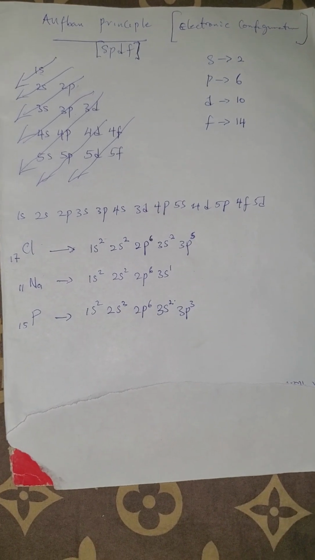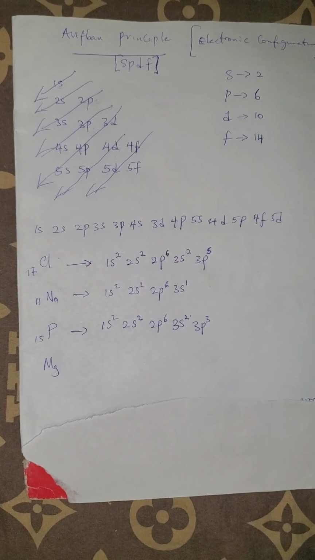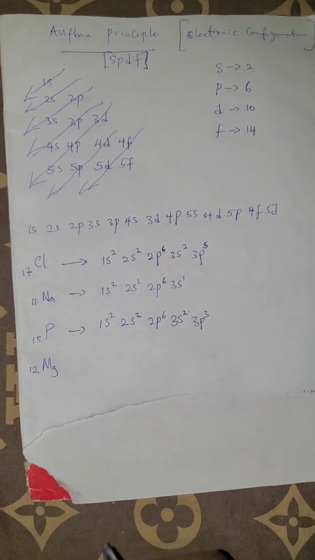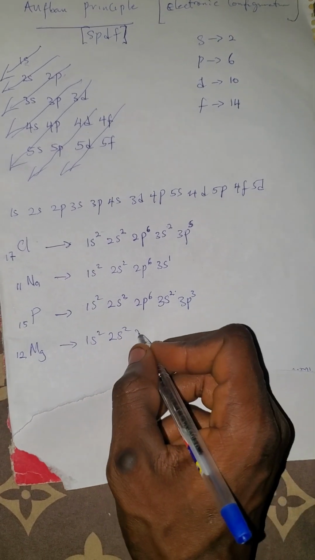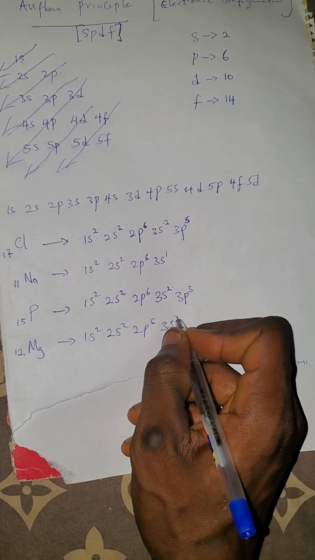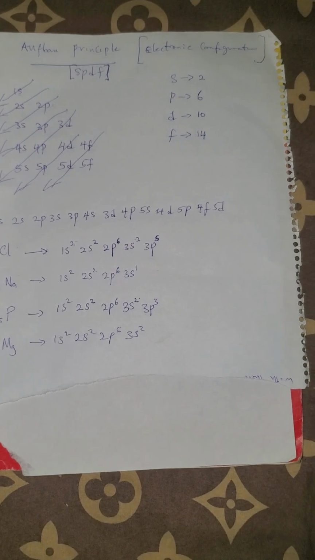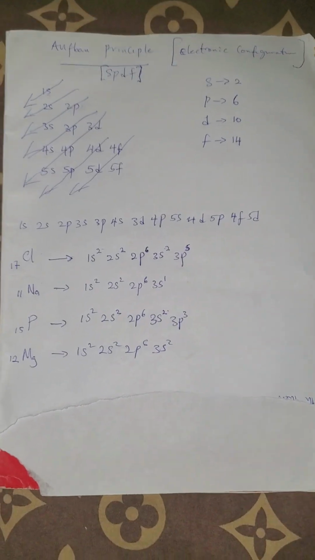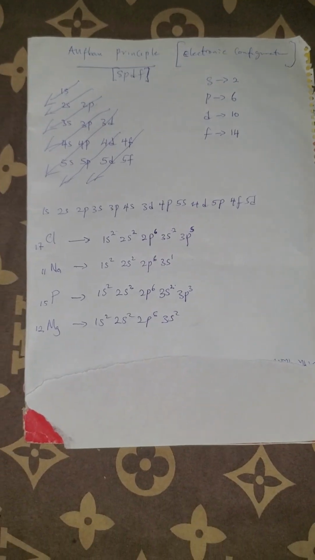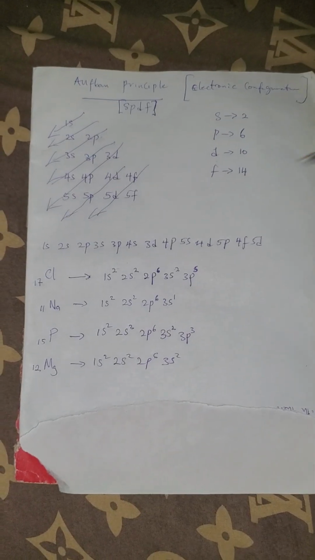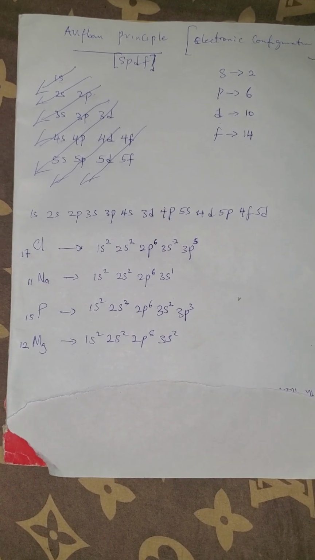So let's look at one last one, which is magnesium. If you check, magnesium has the atomic number 12. So let's go with that. We have 1s2, 2s2, 2p6, and 3s2. So this is the electronic configuration of magnesium. This is how you deal with the electronic configuration of each of the elements. Now with this electronic configuration, we can determine the group and the period of each of these elements.